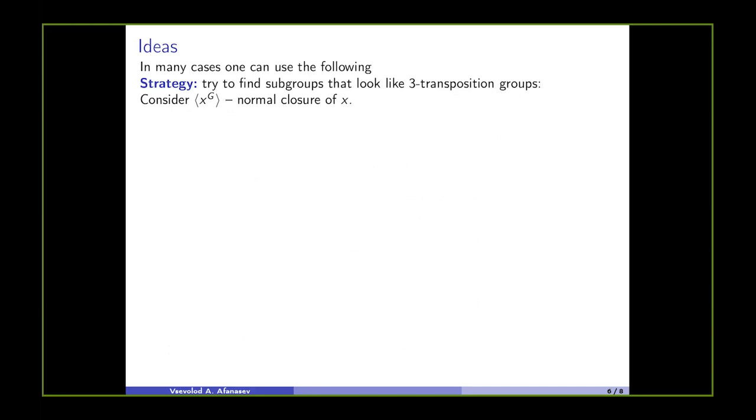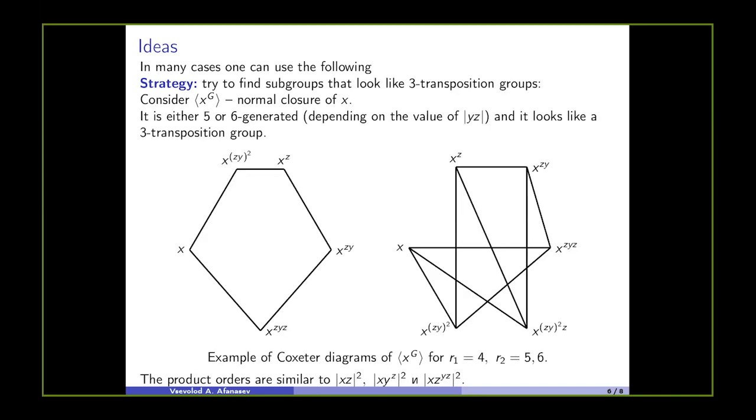And in many cases, it is possible to use the strategy of trying to find some groups that, quote unquote, look like free transposition groups, because we know that the theory of free transposition groups is quite rich and we have a lot of results regarding them. So it's quite natural to try to reduce the case of classifying the 6 transposition groups to free transposition groups. And one such subgroup is the normal closure of one of our generators, which we denoted X. It so happens that this normal closure is either 5 or 6 generated, and whether it's 5 or 6 generated depends on the value of the product of Y and Z, and it looks like a free transposition group, meaning that it has a Coxeter diagram which looks like a Coxeter diagram of a free transposition group.